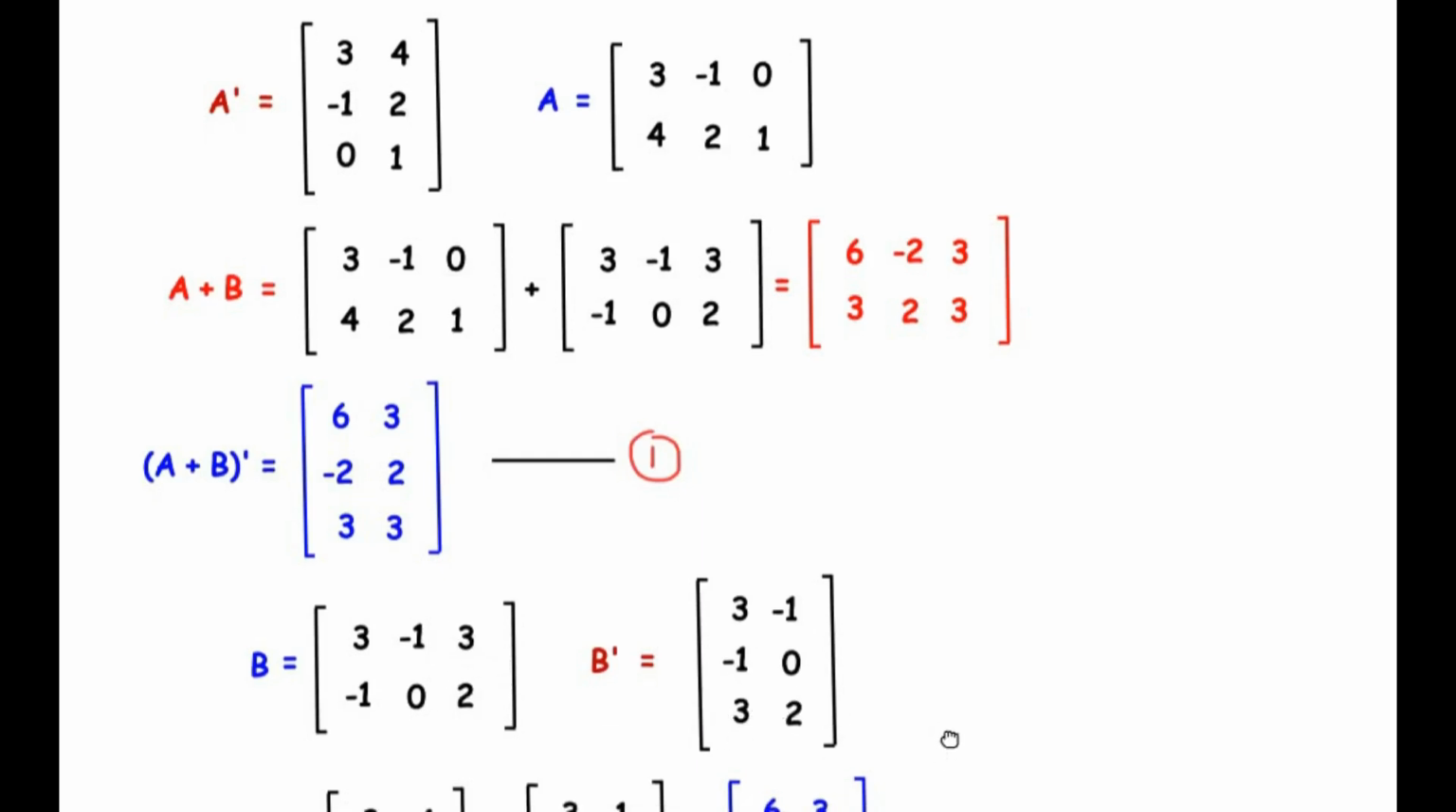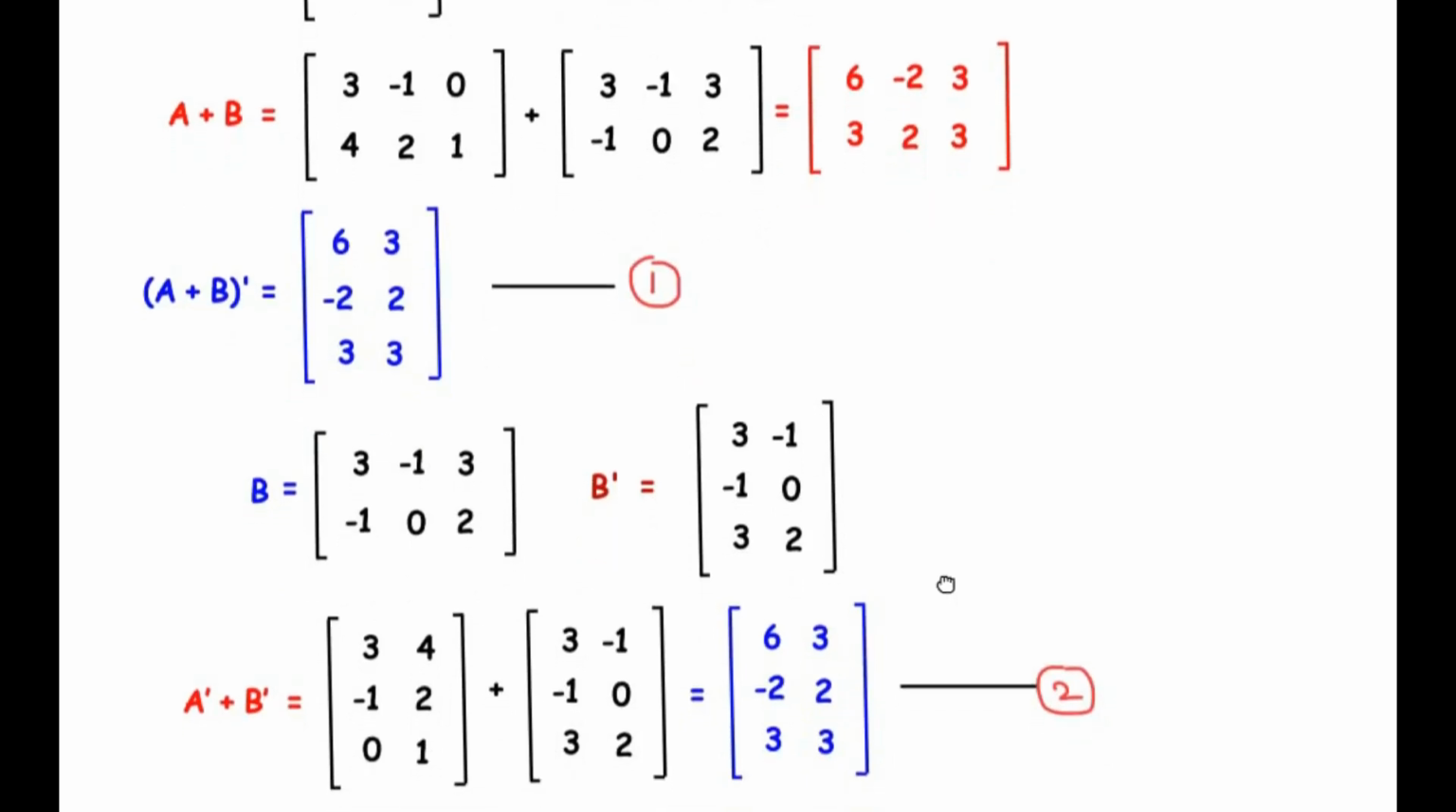Now we are going to perform the A transpose plus B transpose operation. Now again the orders are same, so we can perform the element by element addition. So 3 plus 3 is 6, 4 plus minus 1 is 3, minus 1 plus minus 1 is minus 2, 2 plus 0 is 2, and 0 plus 3 is 3, finally 1 plus 2 is 3. So this is our equation 2.